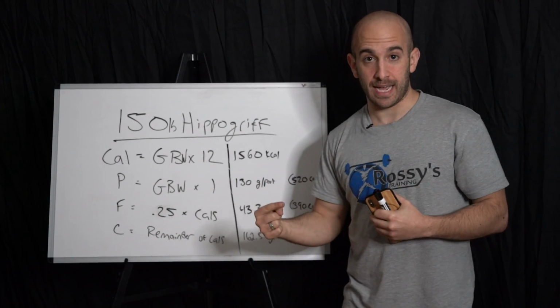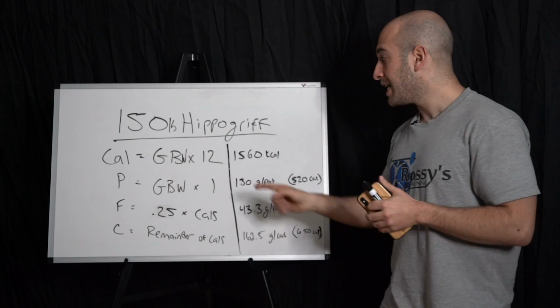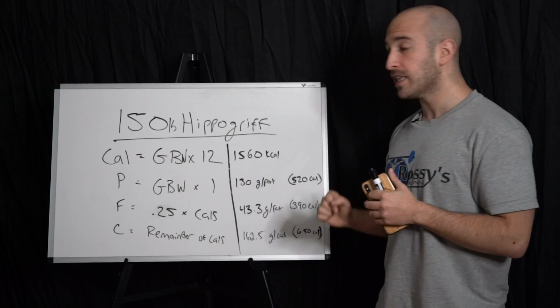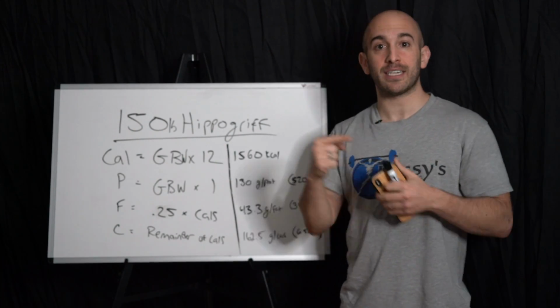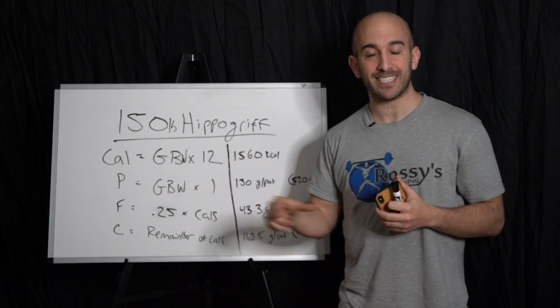Watch the video over again. Go back, listen to me discuss how I got the calories, how I got the protein, how I got the fats, how I got the carbs. Do it with me on your calculator. Do it over and over again, because as you practice it, you'll get better at it.